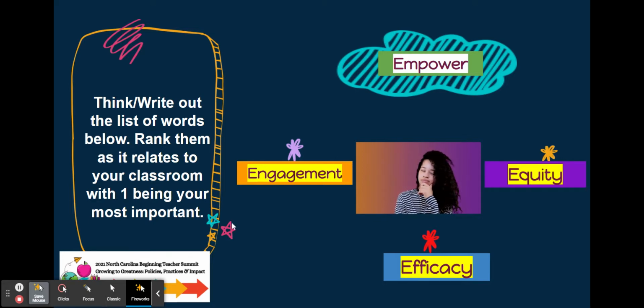So I want you to think about these 3 words and how you rank them as it relates to your classroom, with 1 being the most important. Would you rank engagement first? Would you rate equity first? Or would you rate efficacy first?